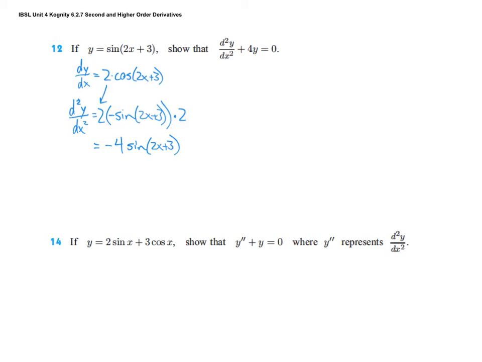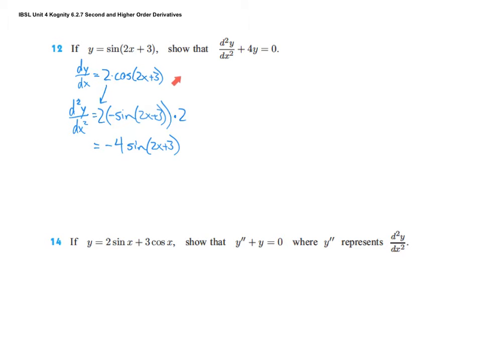Wait, how'd you get -4? We got the negative and the 2 here and the 2 here. This 2 came down, carry over. The 2 there was from taking the derivative of the inside. Why is there a 2 at the beginning? Because we did the chain rule on the first step. Derivative of sine is cosine times the derivative of the inside gives us the 2 there.